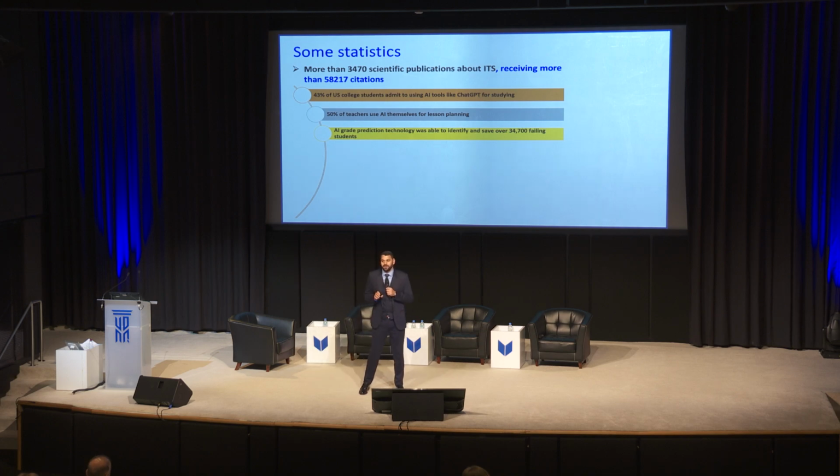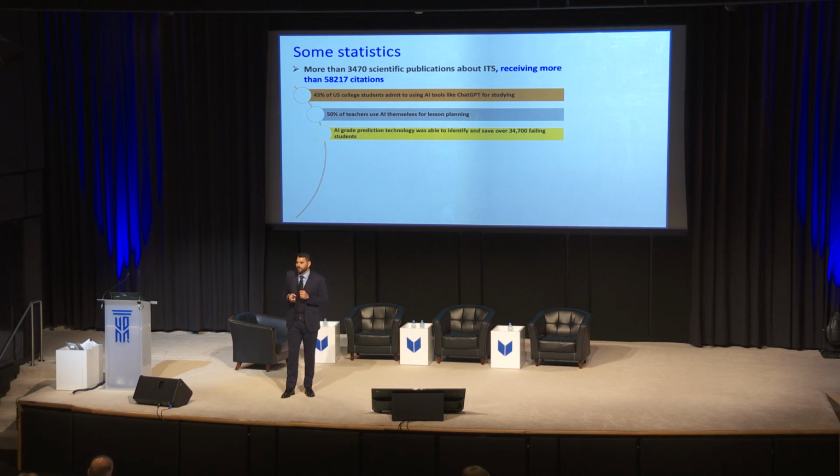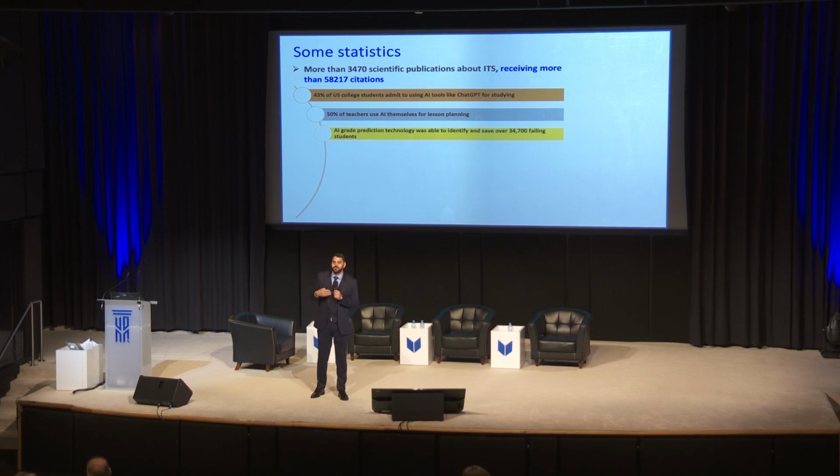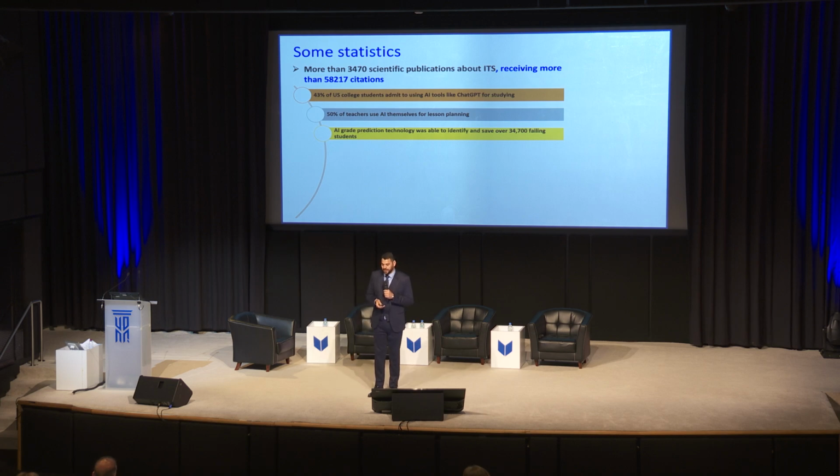AI grade prediction. I'll come back to the slides. What's AI grade prediction? AI grade prediction technology was able to identify and save over 34,000 students from failing. So this is one of the most important functionalities of ITS, to predict the performance of the students. For example, when we arrive at the midterm, we see students come for the dropout. If the university has this system, we are able to predict the student who will drop out, so we can intervene, we can help these students, we can do, as I said, a priori interventions for these students so that we can save them and they can succeed at the end.